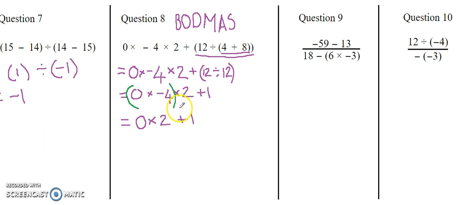This is actually a really good trick to do, especially when we get to algebra. Just multiply the first two together and then the next two, and you'll be fine. You don't get confused then. 0 times 2, nice and easy. It's going to be 0. Now we can do our addition. 0 plus 1 is 1.